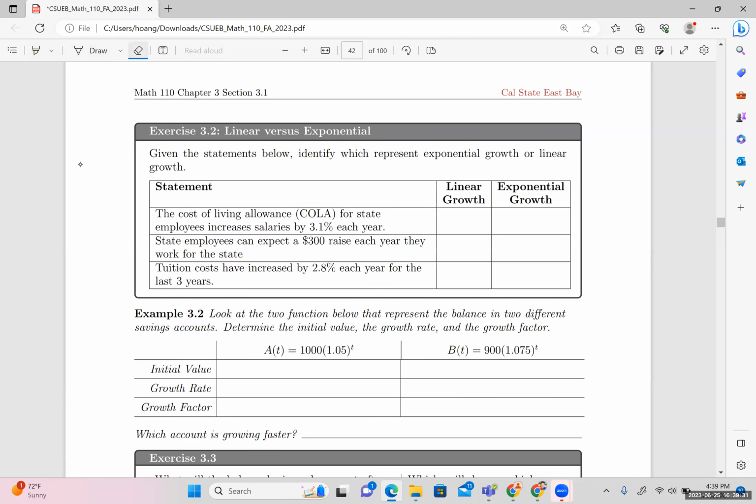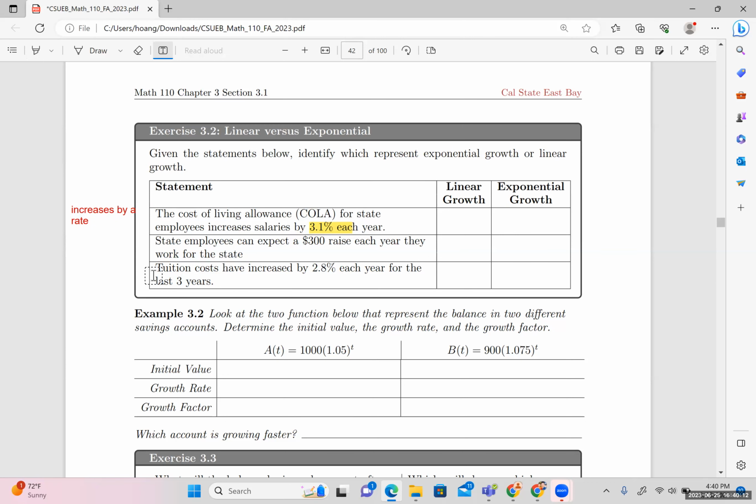So if you see in here, 3.1% each year, we mean you would think this is increasing by a rate. Increase by a rate. Okay. What about the next one?